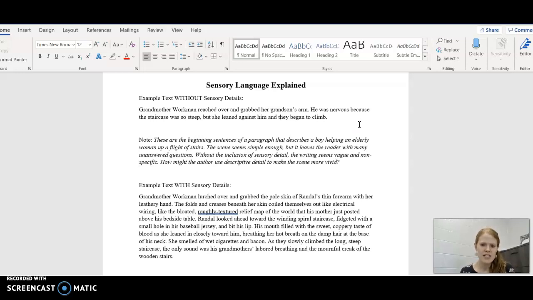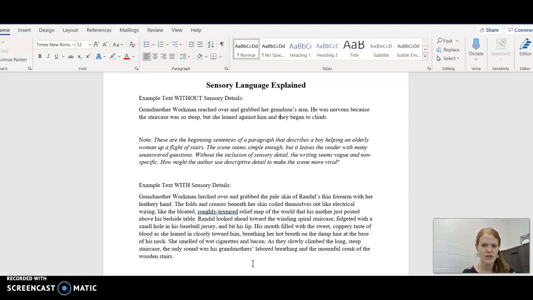Without sensory details, the writing seems vague and non-specific. So here is that same paragraph, but with lots of sensory details. I'm going to read it to you, then we're going to break down the different sensory parts, and then talk about how to do this in your narrative. Here's the same paragraph with lots of sensory details.